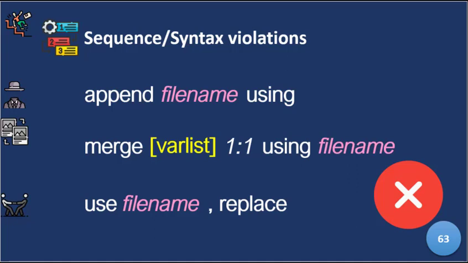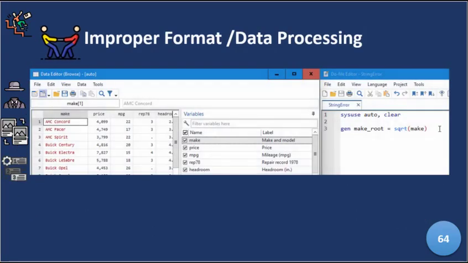Or you are saying merge var list then one, no, the var list comes after one, before the using and before the file name. And then there's no use file replace. Wrong. It should be use file name clear. It's not a viable option, and when you try it, you will see it yourself. Errors will just show.